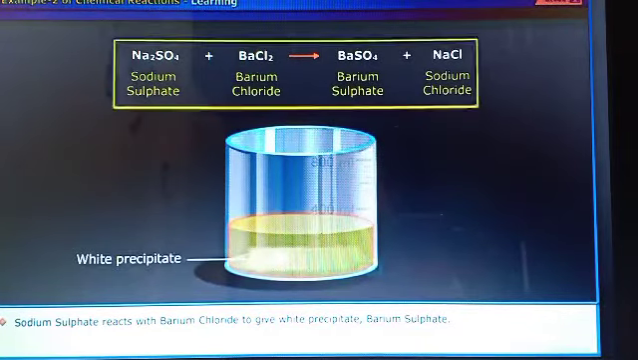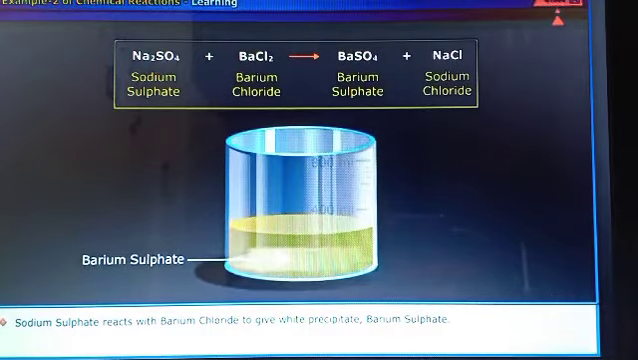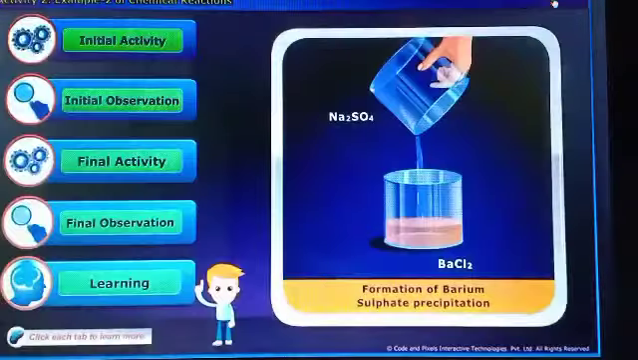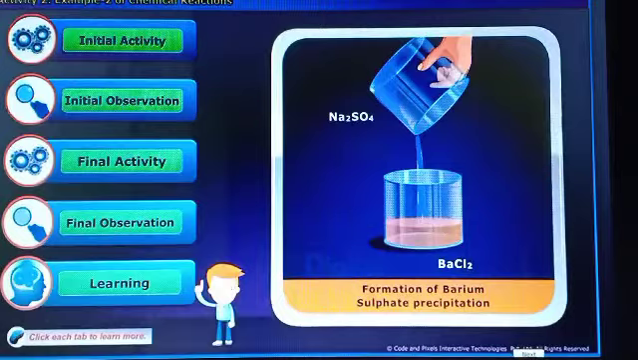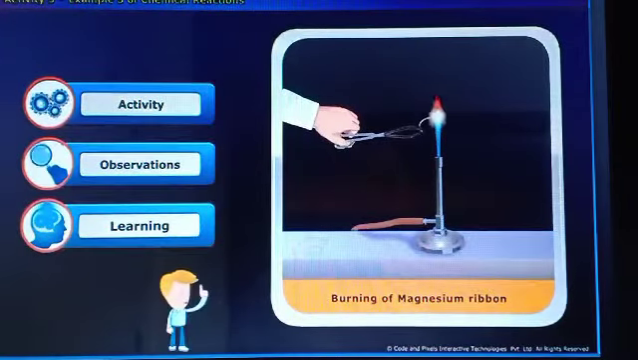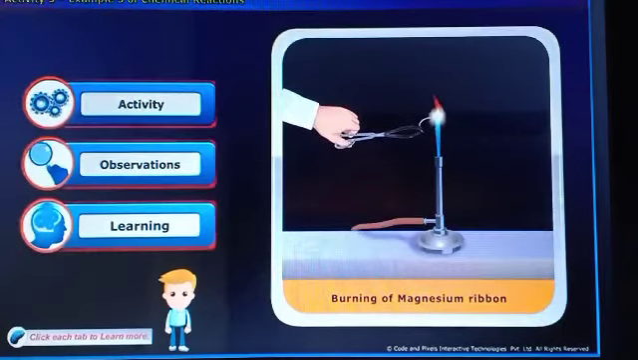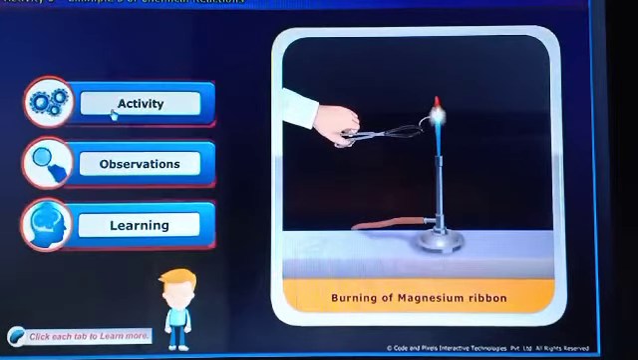The conclusion, or the learning outcome, is that sodium sulfate reacts with barium chloride to give a white precipitate. Now let's see the third activity, that is the burning of a magnesium ribbon. Let's see the activity.